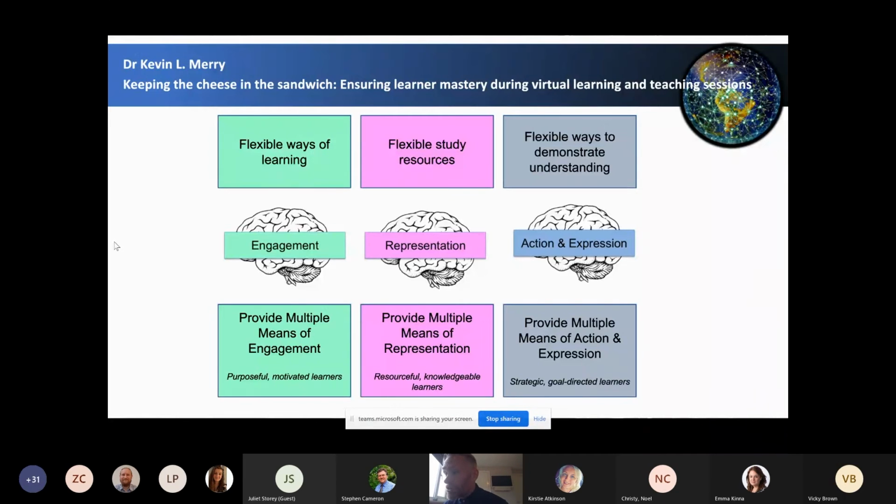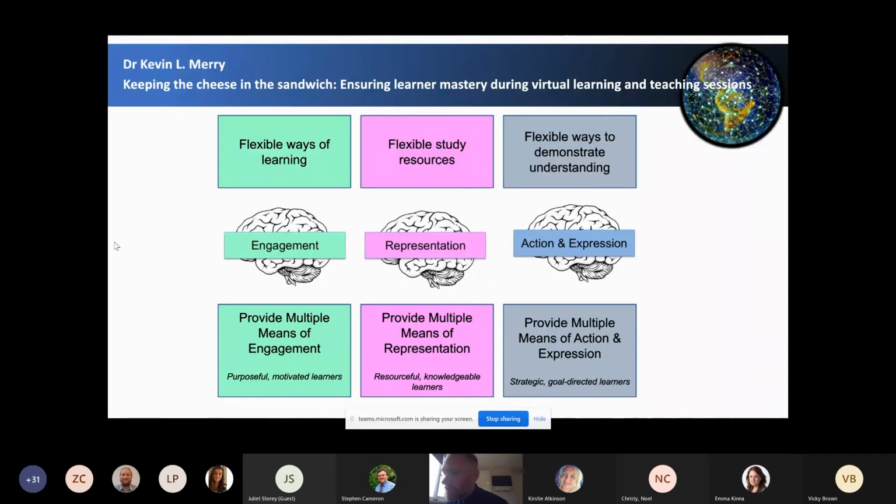Engagement is about how learners get interested and motivated for learning. Representation is about how learners perceive information related to their learning, so this would encompass things like learning resources and materials. And action and expression is about how learners demonstrate their understanding. This might link specifically to assessments, both formative and summative, but it might also link to things like checking of learner understanding on a session-by-session basis.